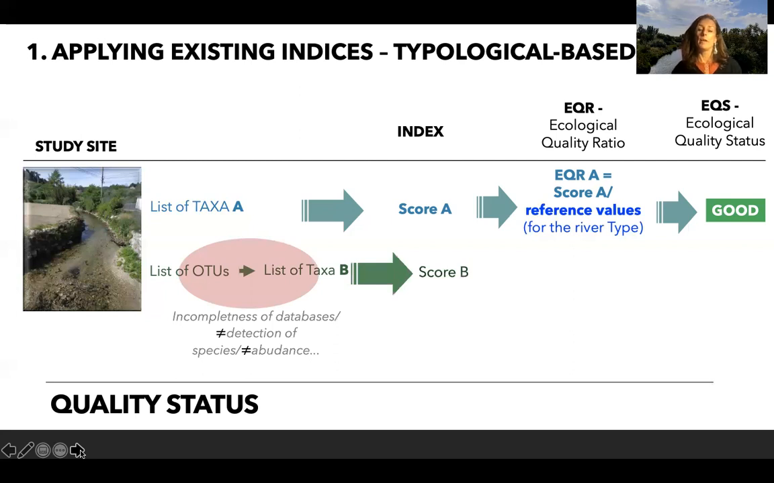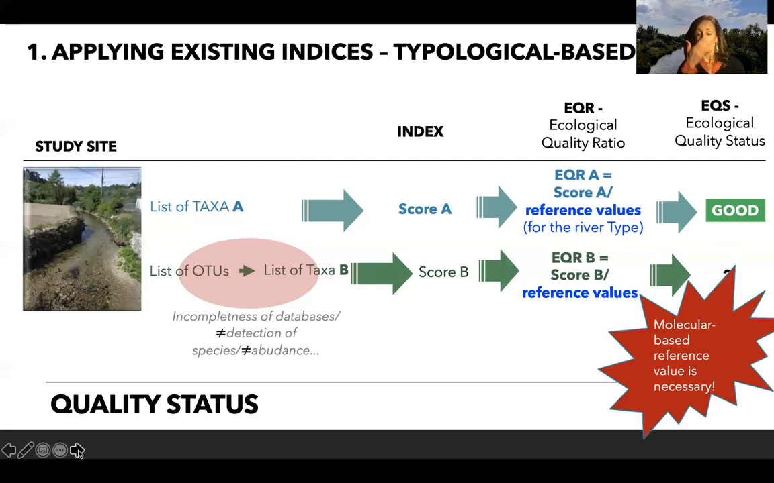Therefore, by using this new list of taxa, taxa B, we will calculate a different score too, score B. To obtain an ecological quality ratio, we also divide it by the reference value for the adequate river type. However, this reference value is the same. So we will introduce here another error, another difference that may lead to a different classification of the same river site.